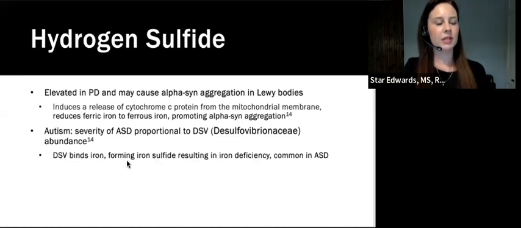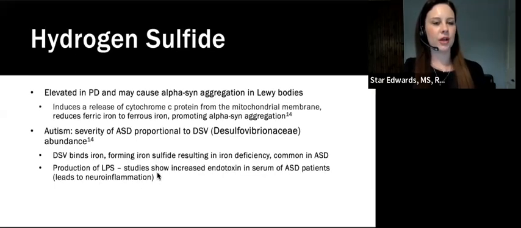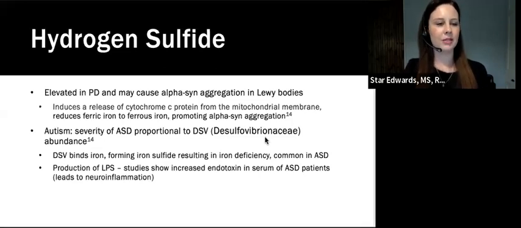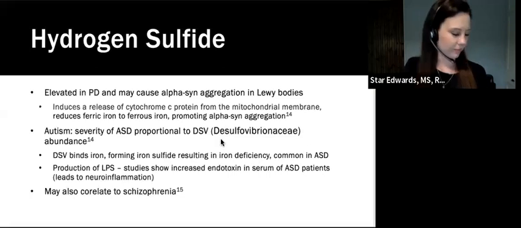This is because this Desulfovibrio binds to iron, it forms iron sulfide, and it can result in iron deficiency, which is also common in autism. And you have to remember that a lot of these hydrogen sulfide producers, like Desulfovibrio, are in proteobacteria, and it has very toxigenic inflammatory LPS, which adds to it. And it may also correlate to schizophrenia.